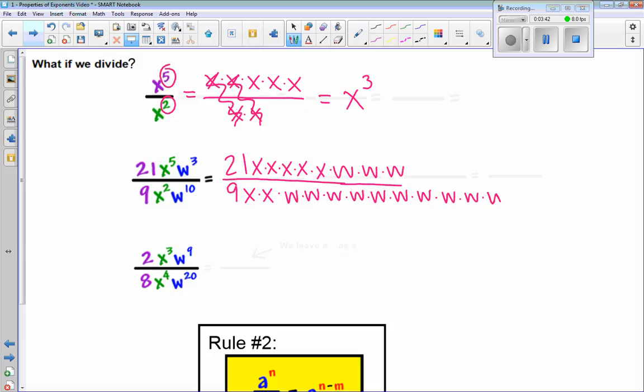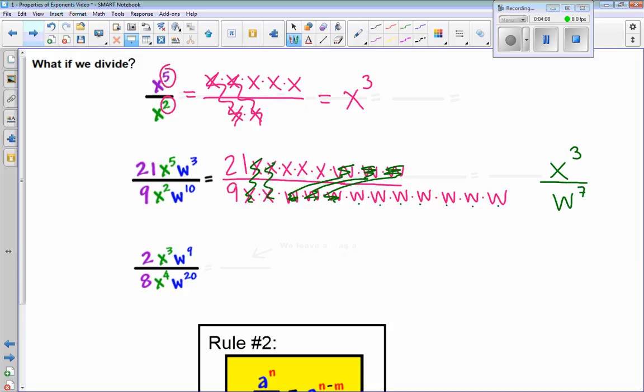Phew. Now we're going to cancel things that are on both the top and bottom. These x's are going to cancel. These x's will cancel. We'll have this w and this w, this w and this w, this w and this w. Okay? So we can simplify our variables, and we can say we have x to the third on the top, and w to the 7th on the bottom.